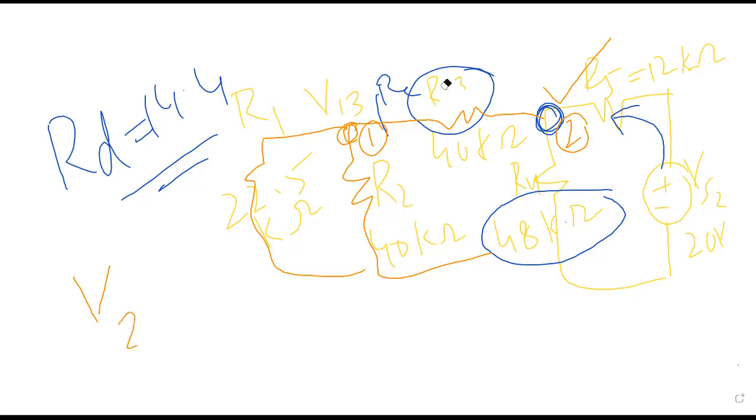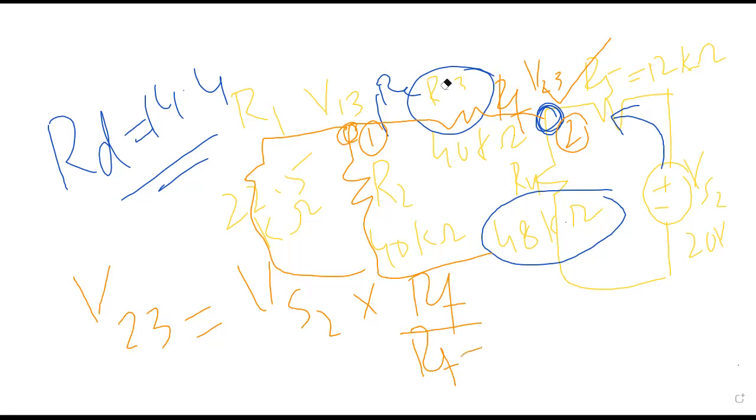So this V2 is V23. So this must be V23 equals to Vs2, the voltage source, multiplied by RF, since this source is divided into RF. The resistances are RF and R5, so it must be RF upon RF plus R5.